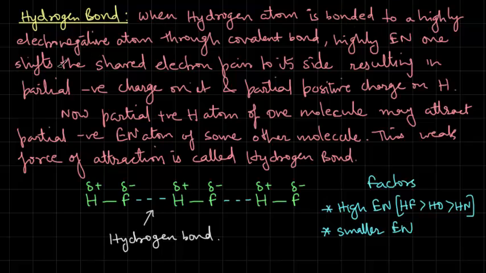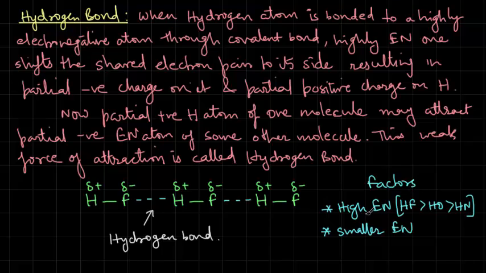So when a hydrogen atom is bonded to a highly electronegative atom through a covalent bond, the highly electronegative one shifts the shared electron pair to its side. We are talking about HF, resulting in a partial negative charge on it and a partial positive charge on hydrogen. Now, the partial positive hydrogen atom of one molecule may attract the partial negative electronegative atom of some other molecule. This weak force of attraction is called a hydrogen bond. It can be any molecule, it need not be HF only. So it can be HF and water, like that.